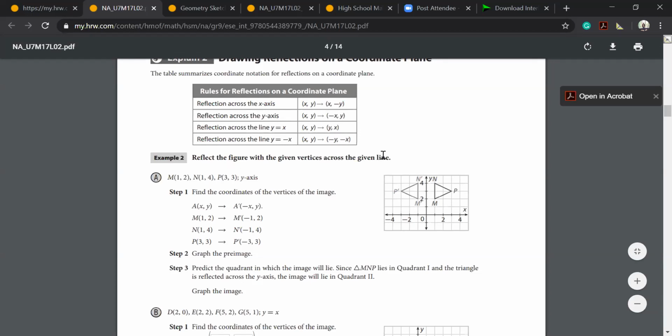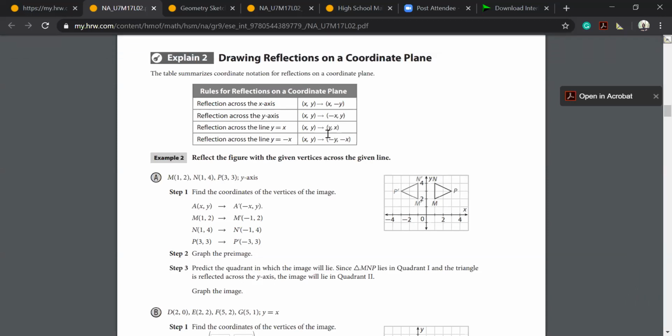Okay, how is this done? After you understand this coordinate plane by heart, he will give you the question in this way: Reflect the figure with the given vertices across the given line. And the line is going to be given, not the rule. That's why I'm telling you the rule should not be memorized, but understood.